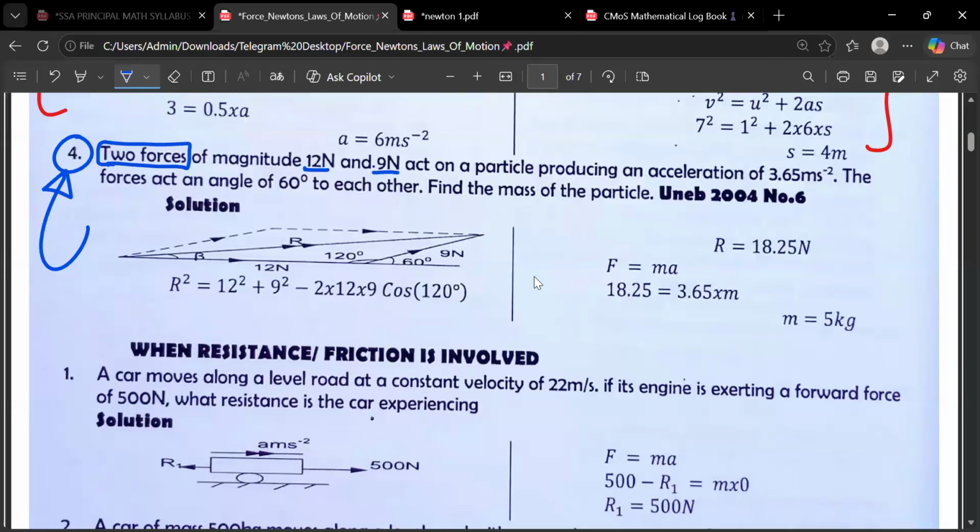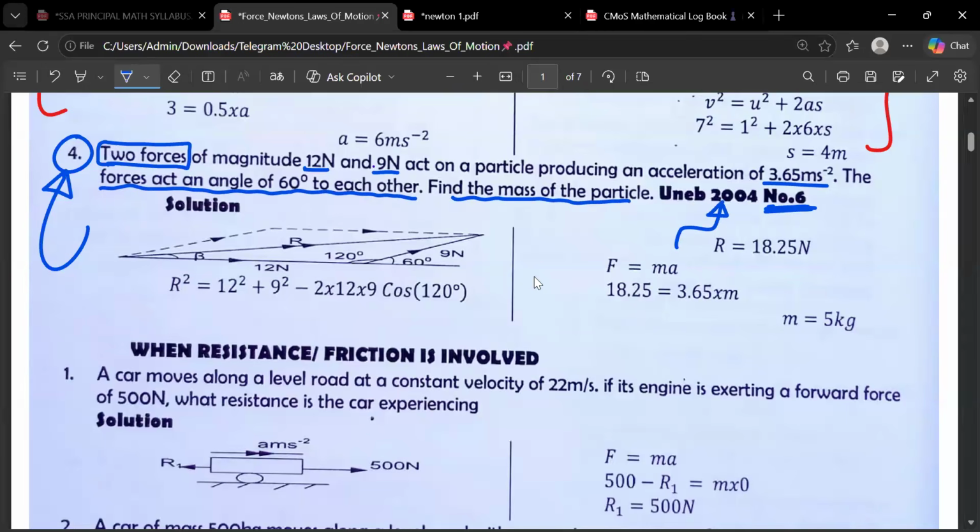I want you to listen carefully. Producing this acceleration, then they are saying the forces act at an angle of 60 to each other. You note that it is not with the ground, but to each other. That is very serious. They are acting at an angle of 60 to each other. Then they are asking for the mass of the particle. It's even a UNEB number. It was 5 marks. After all, it was section A.